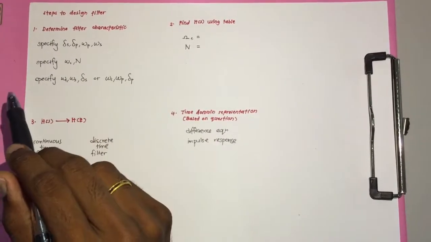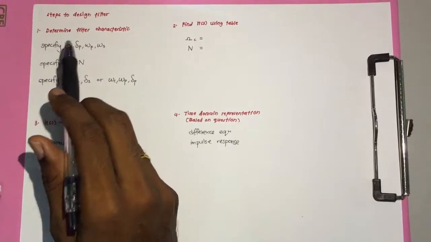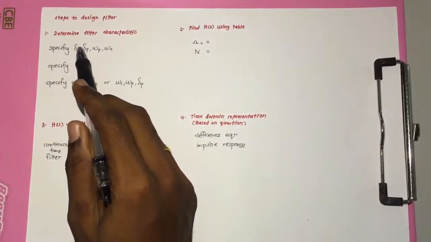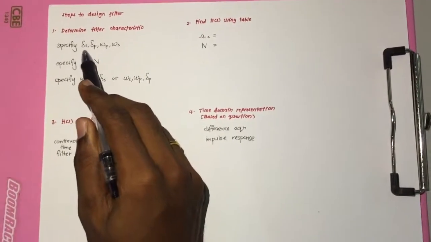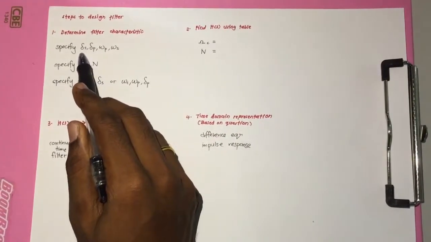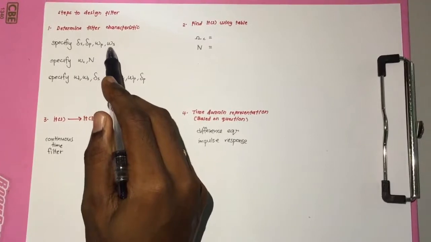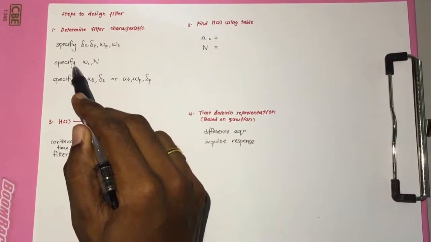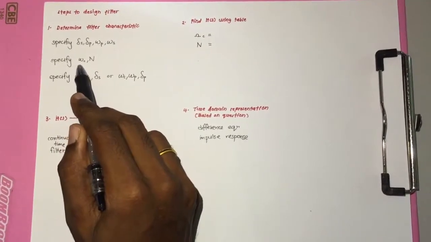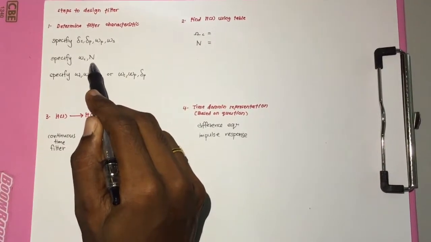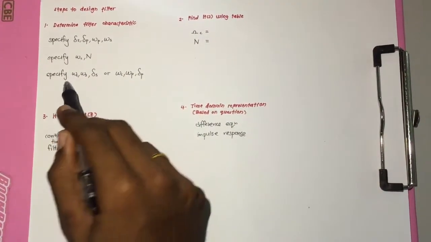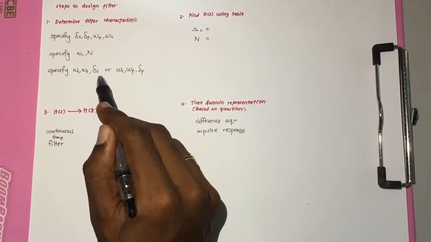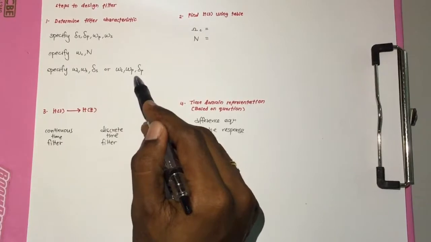Okay, I will explain in detail the steps to design the filter. First step, in the question they will be given the filter characteristic, delta S, delta P, or omega S. This is one type of the question. The second type of question will be given omega C and N, and the last type of question will be given omega C, omega S, delta S, or omega C, omega P, delta P.